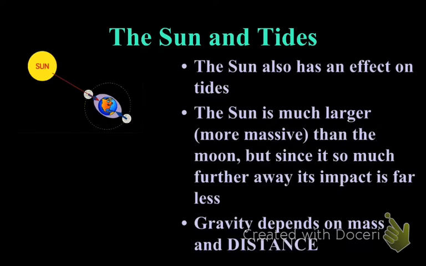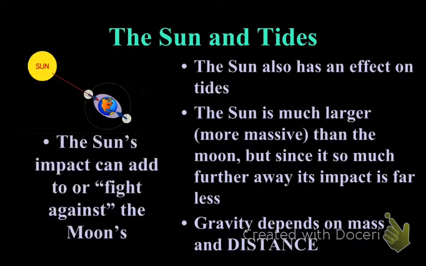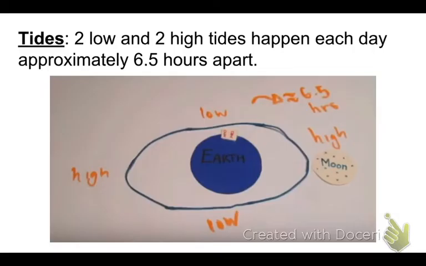But there's another tide called neap tides we'll talk about in a second, where the gravity from the sun and the gravity from the moon cancel each other out due to their positioning, and we get the lowest low tide. So let's look. That's what I just said. The sun's impact can add to or fight against the moon's.